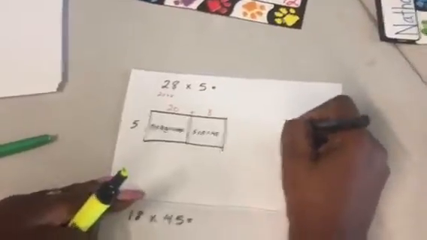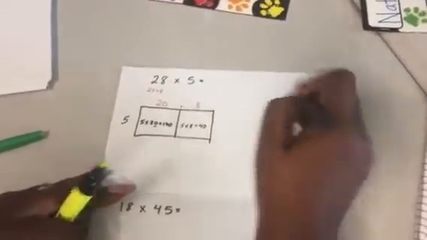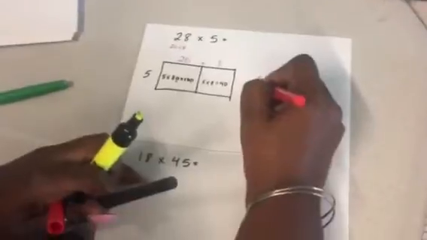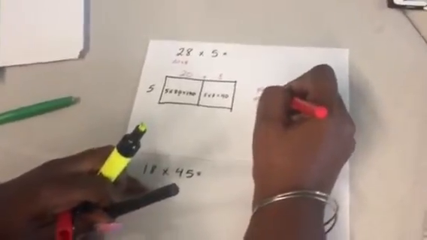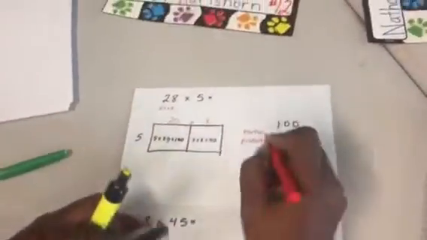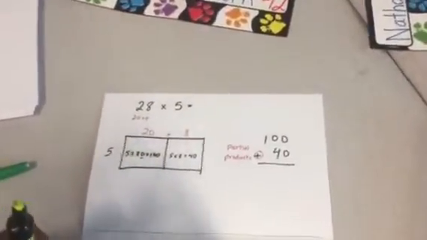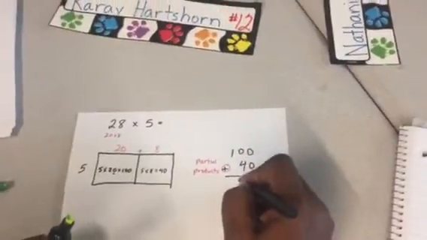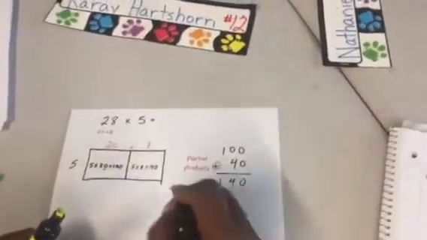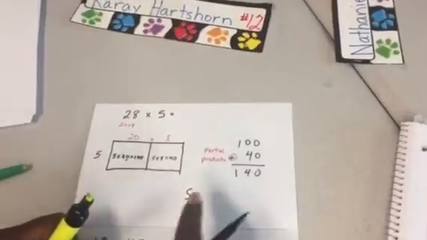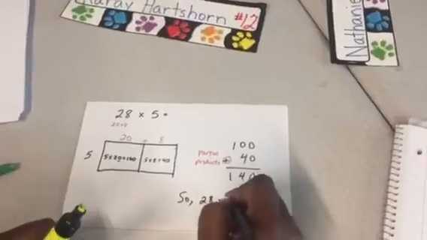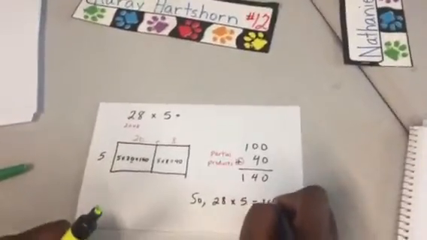Over here, 100 plus 40. These numbers are partial products. Each number is part of the product, but to find the whole product, we need to add them together. So here I have 0 plus 0 is 0, 0 plus 4 is 4, and bring down my 1. Then I'll write my so statement back to the original problem. So 28 times 5 equals 140.